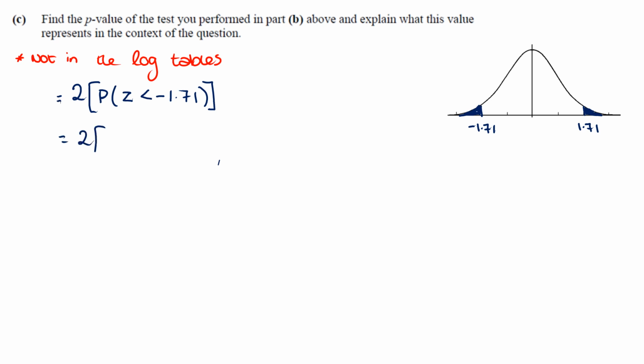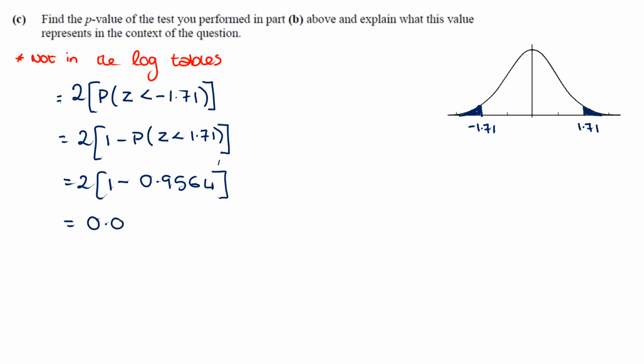And that is 2 times 1 minus the probability that Z is less than 1.71, which is 2 times 1 minus 0.9564, which works out as 0.0872, which is 8.72%. And this p-value is looking at what's the probability of ending up in the extremities. What's the probability that we're wrong? And the probability we're wrong is 8.72%.